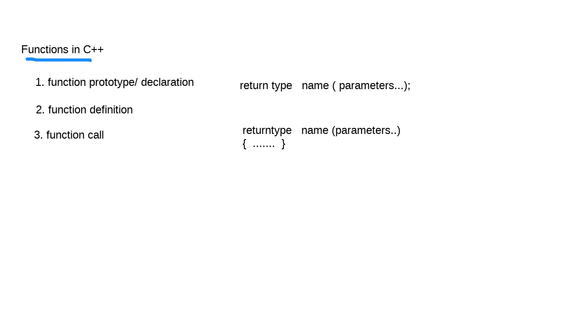And last is function call. So how is a function call defined? I just need to mention the name and the list of parameters that we pass, right? So that's a function call. Do I need any return type at the time of function call? No, right? Yes. Okay, so this is the prototype.